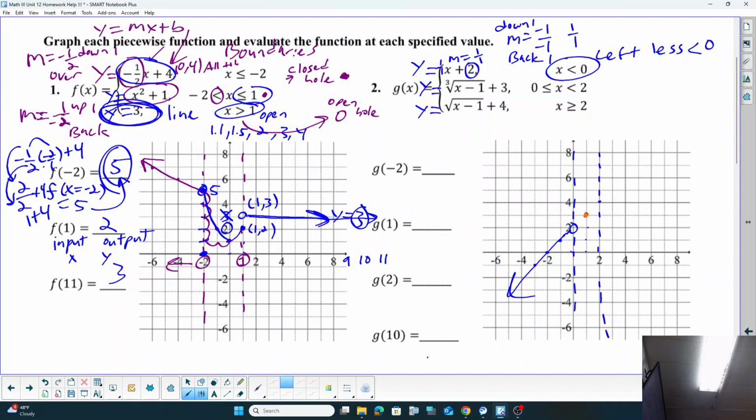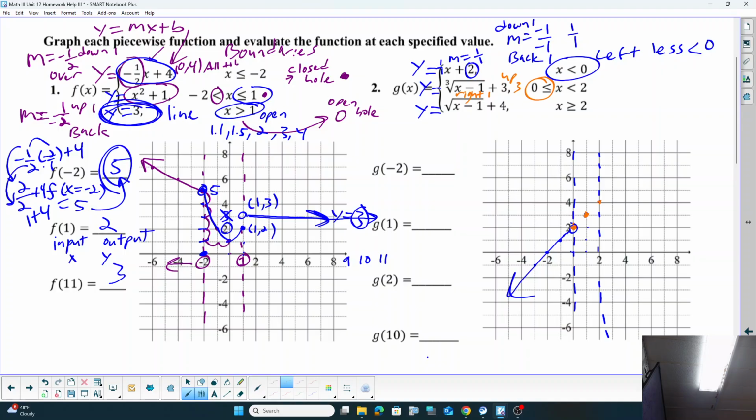So there's your over, so that's right 1, 3 is our new vertex there, our new center. And then we go over 1, up 1, and down 1, back 1. Ooh, down 1, back 1. Hold on, is it equal to? It is equal to 0. We get to fill in the hole.